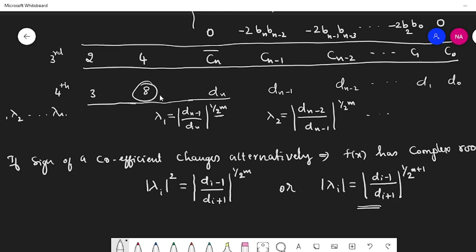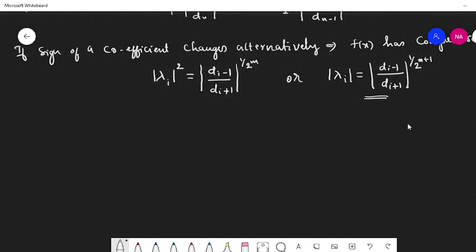So from this you get all the roots of the given polynomial. So this is how we can apply Graeffe's root squaring method to find the roots of the polynomial.